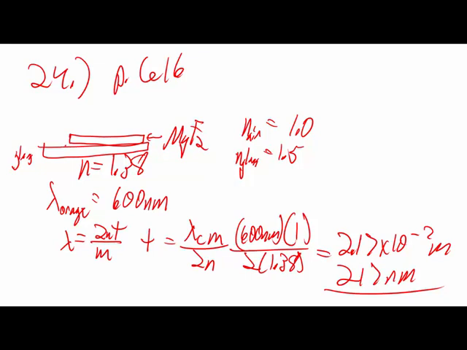All right. Well, let's do one more. Let's look at number 37. It's on page 617. The second minimum in the diffraction pattern of a 0.1 millimeter wide slit occurs at 0.7 degrees. What is the wavelength of light?